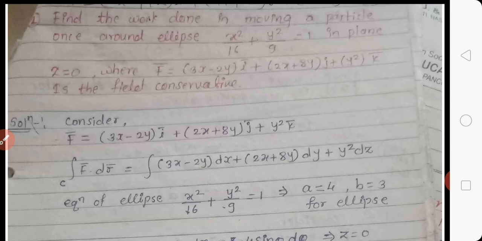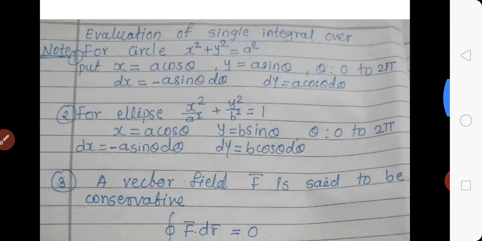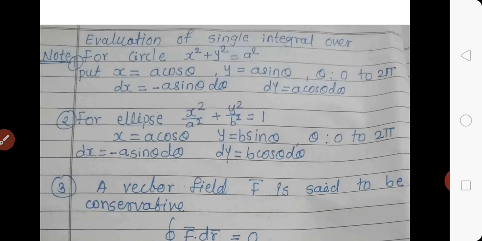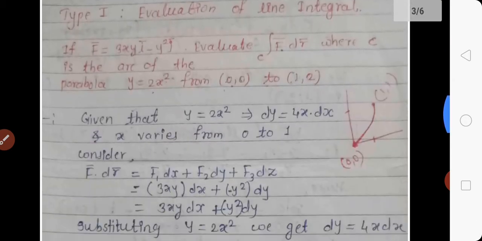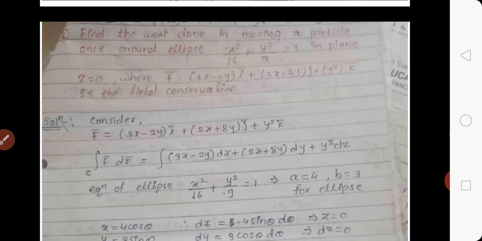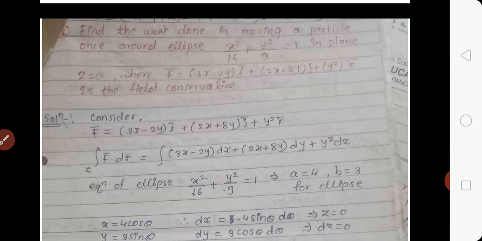Now first we find the work done in moving a particle once around the ellipse. Here we are given a particle moving around the ellipse. If an ellipse is there, for evaluation of the line integral we take a substitution. For this, we write in the note the substitution for an ellipse: x is equal to a cos theta, y is equal to b sin theta, and theta varies from 0 to 2 pi. Therefore, we take this substitution to solve this example.